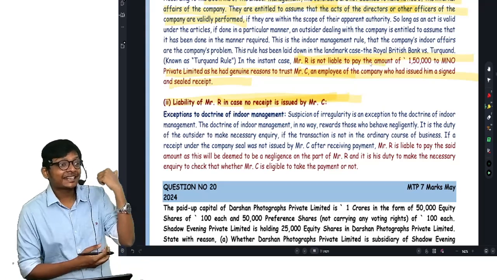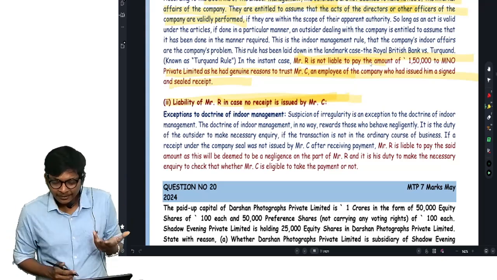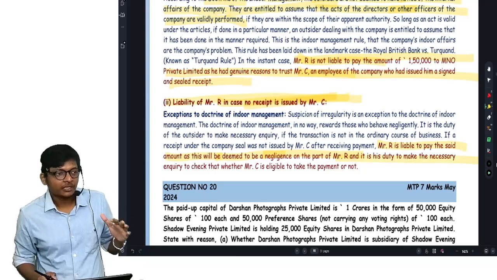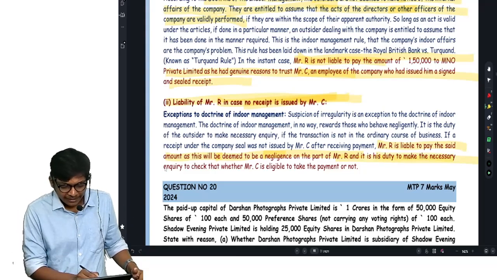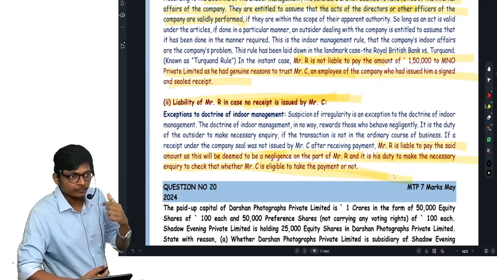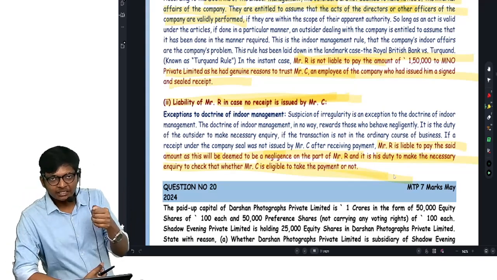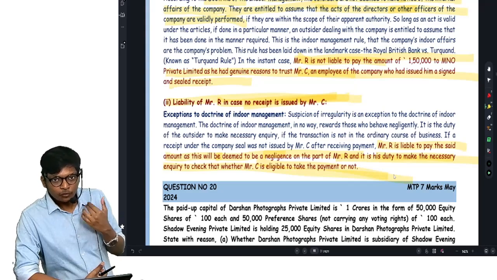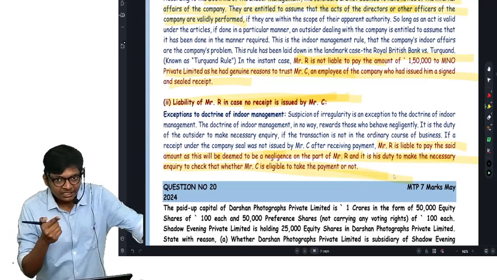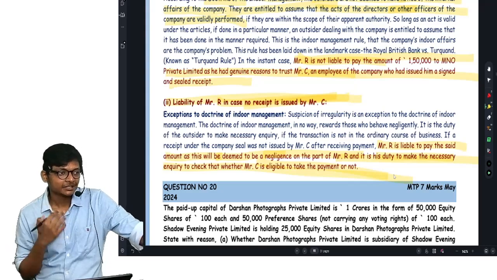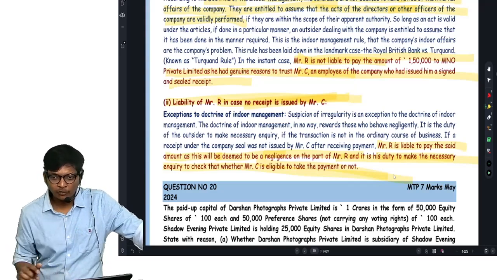Yes. R is the creditor. Is he liable? Yes. R is liable to pay the said amount, as it will be deemed negligence on the part of R, and it is his duty to make enquiry whether C is eligible to take the payment or not. When you give money to the receptionist, in the class that student should give you a receipt. If not, you are careless. You should have checked if he was eligible. Did Hari sir appoint him, or is he just sitting there? You got caught. Are you following guys?